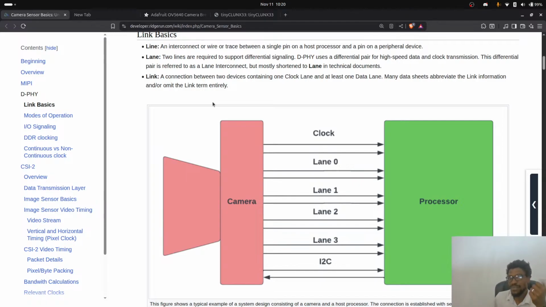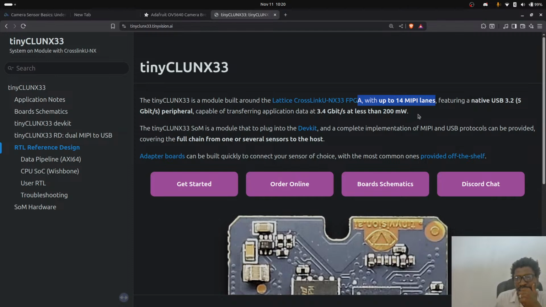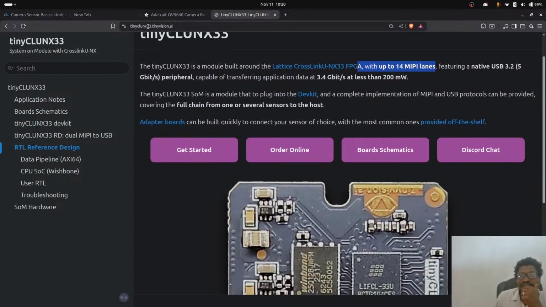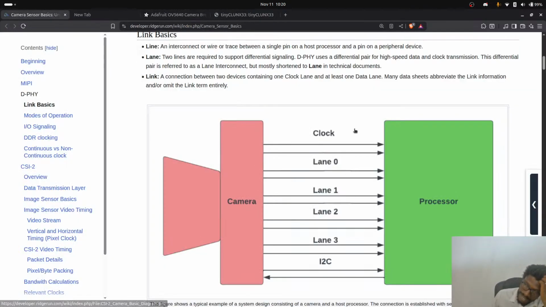And a link between two devices is a connection that contains one clock lane and at least one data lane. Does this talk about links? No, but you might encounter this term. In order for you to make a link, you need a clock lane and at least one data lane, and then you can connect them up together.